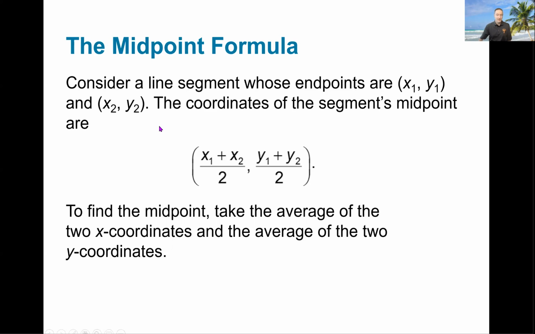Well, the average of those x values, how do you find the average? You sum up the x values you have, and you divide by that number. So the average x value is x1 plus x2 over 2. The average y value is y1 plus y2 over 2, and this will give the midpoint.